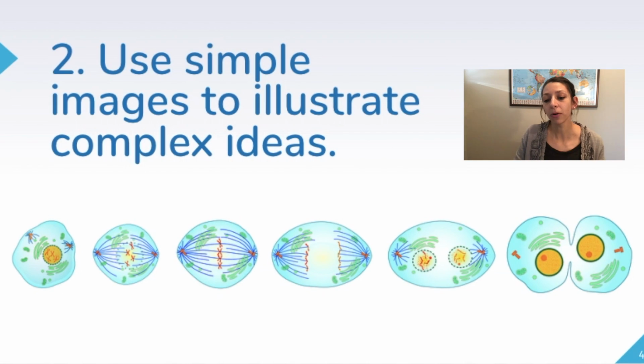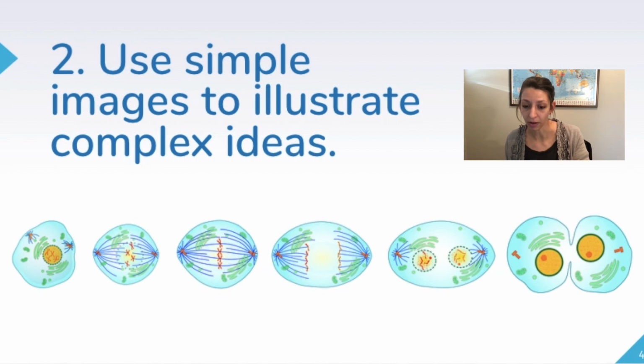Number 2, use simple images to illustrate complex ideas. So graphics and videos should be simple because students grasp concepts better when images are simple representations of complex ideas rather than real life pictures or images. So simpler diagrams and images with text that's conveniently located are definitely going to lead to better outcomes in application.